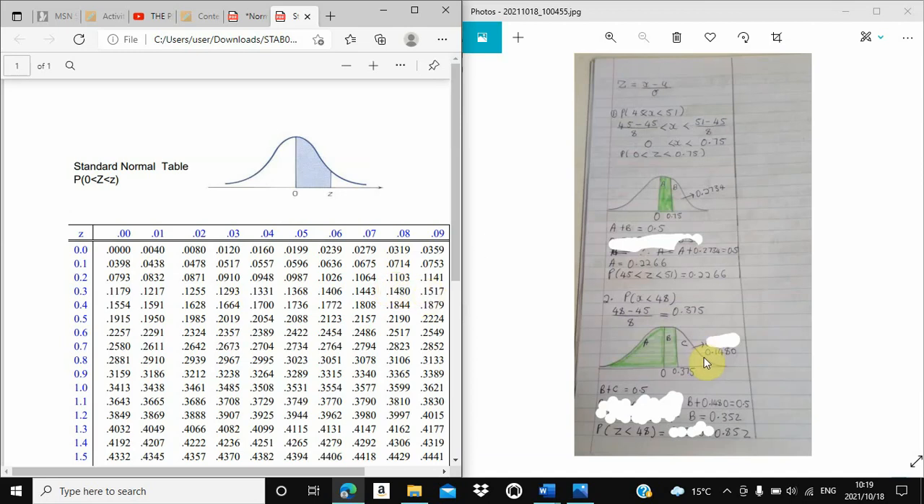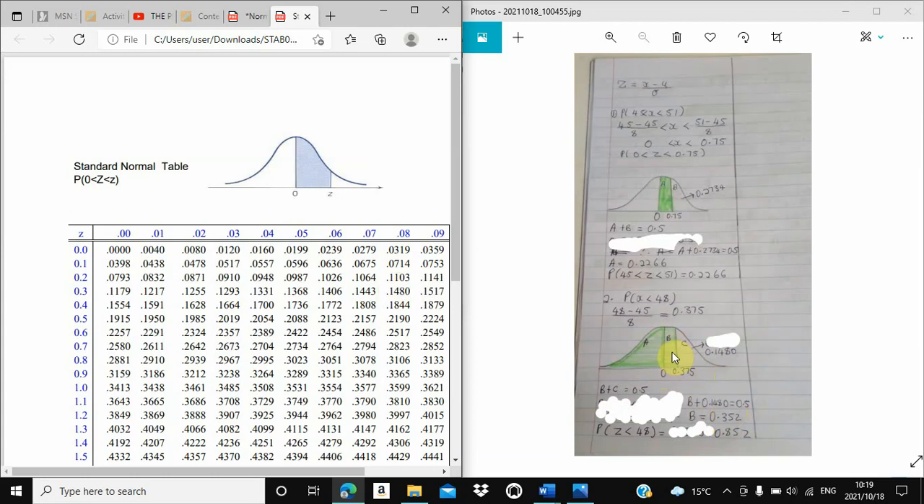That's why here we said 0.1480. Then B plus C is equal to 0.5. We know B plus C is equal to 0.5. Then we want our B. Then we said B plus 0.1480 is equal to 0.5. Then we made B the subject of the formula. It is 0.352. This B here is 0.352.